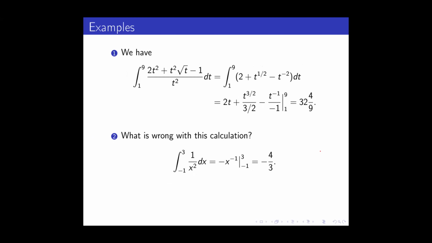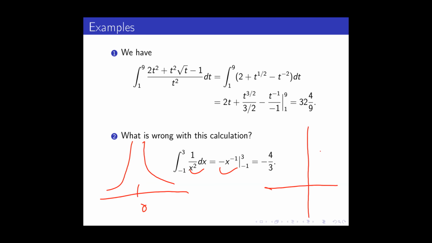So what is wrong here is that this is an antiderivative of this function only away from 0, because 1 over x squared looks like this. It goes to infinity when x goes to 0, and minus x to the power minus 1 would look something like this. So it is only an antiderivative when x is not 0, away from 0.